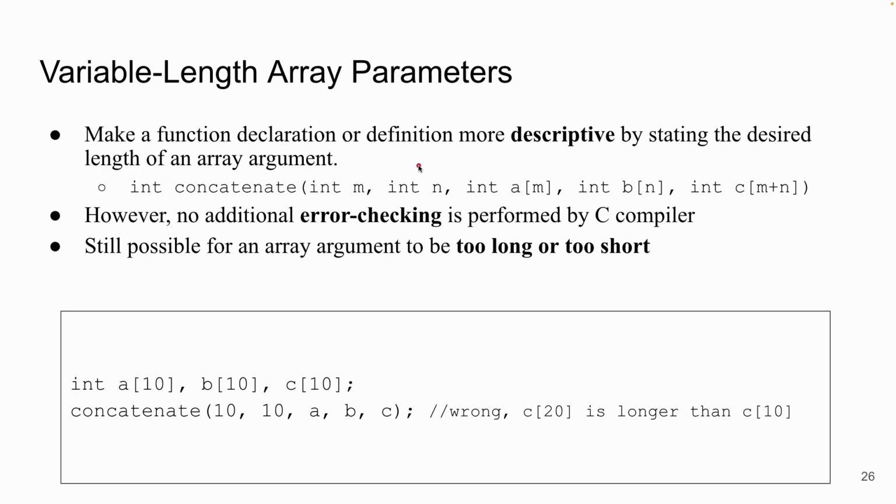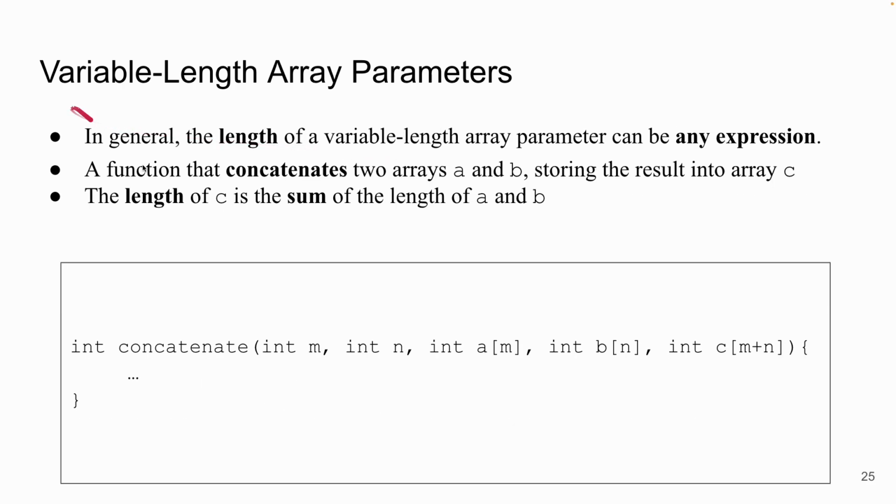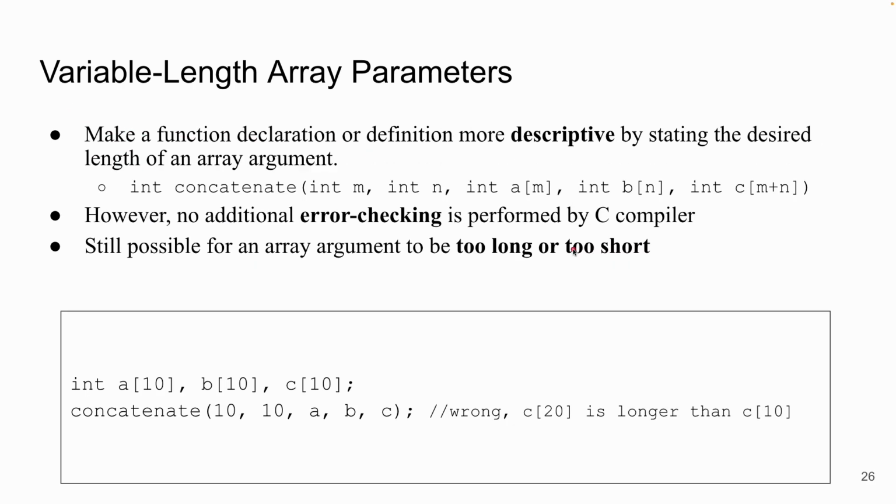So the other advantage of writing the parameter list like this is, again, it can help the readers know that these parameters are used as the length of the array here, so it's more descriptive. So it's easier for others to understand your functions.